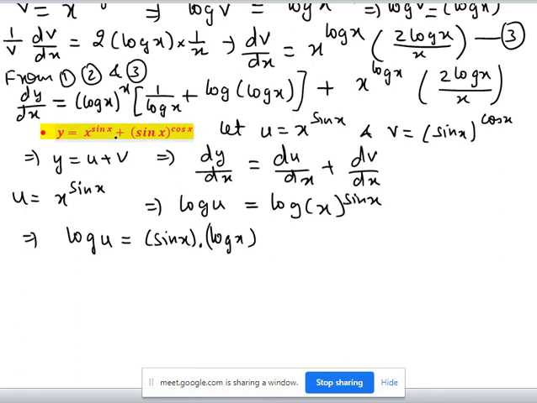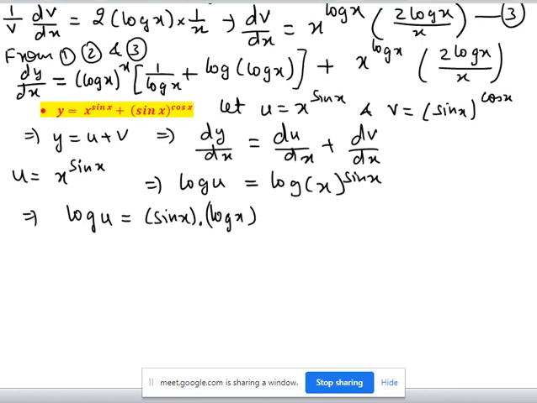So again you can see one function is taken as u, another as v. So y becomes the sum of u and v. Then dy over dx becomes the sum of these two terms. Starting with the derivative of u with respect to x. So this is u. Log u can be written as log of x to the power sin x. Then applying the law of log, log u will be sin x into log x. Now go for differentiating it.